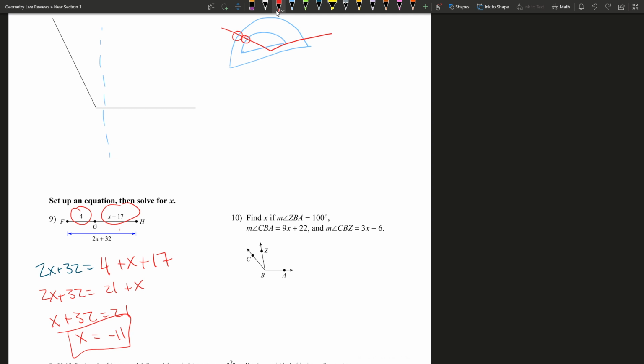On number 10, you have to be a little bit careful. This is where being able to identify certain angles comes in handy. All right, so ZBA, that's 100 degrees.